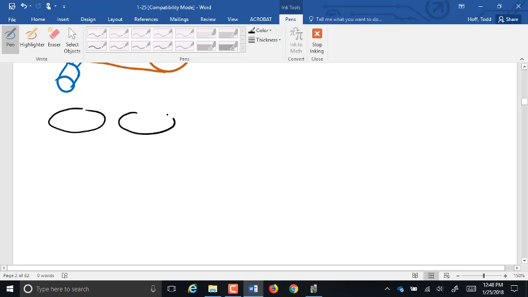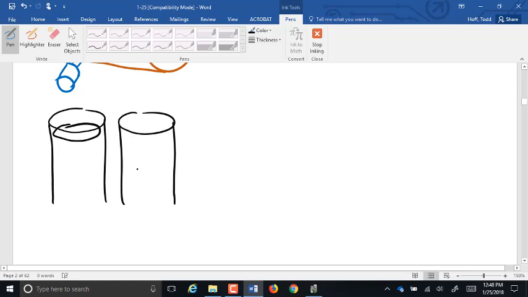Since we're having fun drawing pictures, let's try a more complicated one. Pistons, there we go. We're going to be looking at a compression ratio.